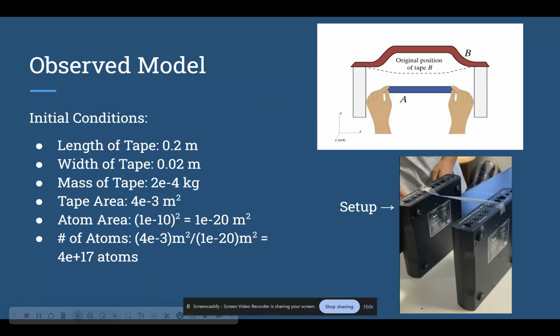So from the observed model, you can see our setup on the right. It has two stands and the floating tape on top, and we used a separate piece of tape to get it to float. The initial conditions were that the length of the tape is 0.2 meters, width 0.02 meters, mass 2 times 10 to the negative 4 kilograms. We got the area of the tape and the atom area as well, and the number of atoms, which we found to be 4 times 10 to the 17 atoms.